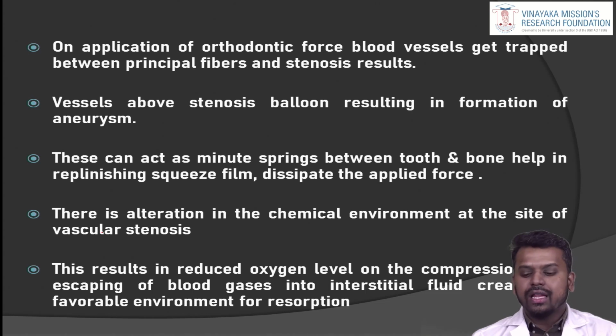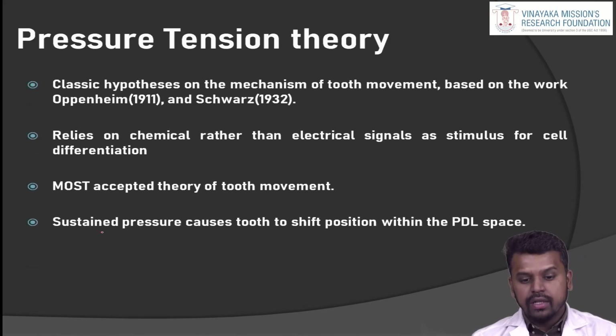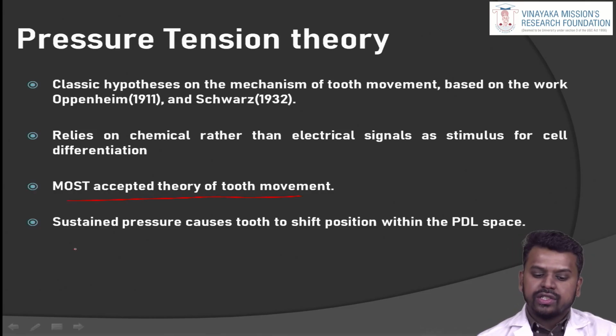There is alteration in the chemical environment at the site of vascular stenosis. This results in reduced oxygen level on the compression side and escaping of blood gases into interstitial fluid, creating a favorable environment for resorption to happen. Pressure tension theory: this is a classic hypothesis on the mechanism of tooth movement based on the work of Oppenheim and Schwarz in 1911 and 1932. It relies on chemical rather than electric signals as a stimulus for cell differentiation. This is the most accepted theory of tooth movement.